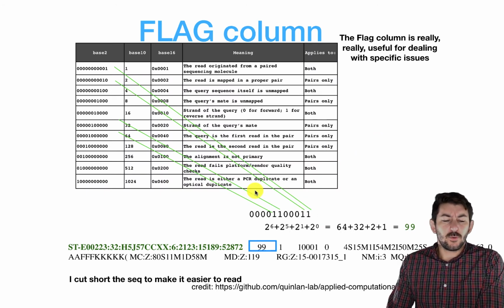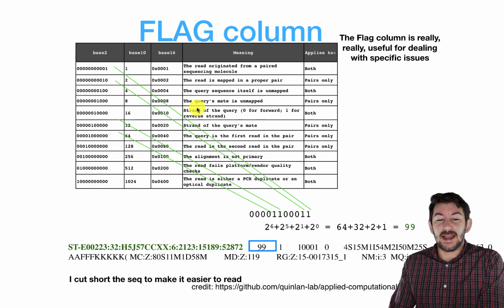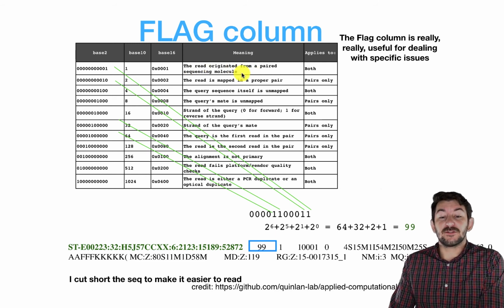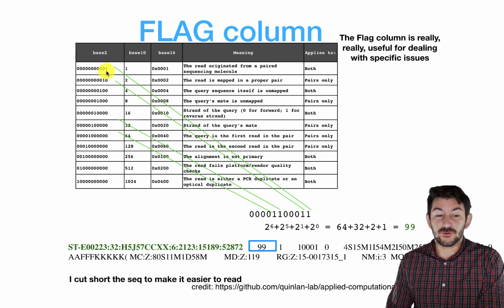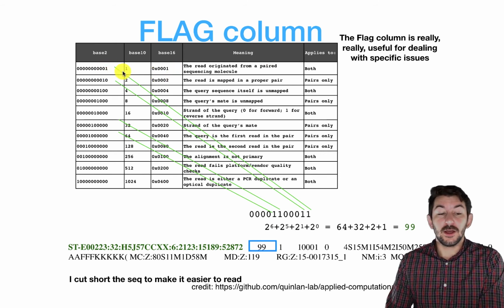So I also want to mention what the second column is, because this is hugely informative. The second column is weird. It's called the flag column, and it has its own table of meaning. And it's basically a bunch of true-false. So the first one: the read originated from a paired sequencing molecule. In other words, was it part of paired sequencing? If it's true, you would put a 1 in the first position. If it's false, you would put a 0. You would do this for all of these different rows.